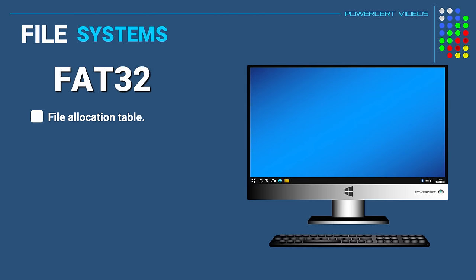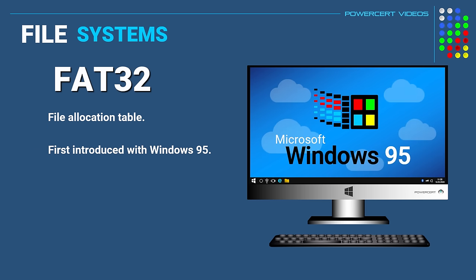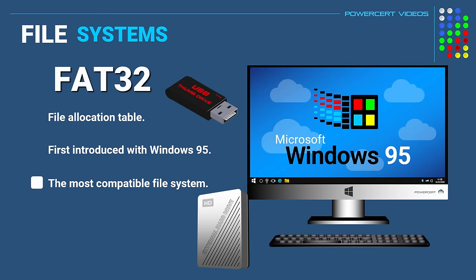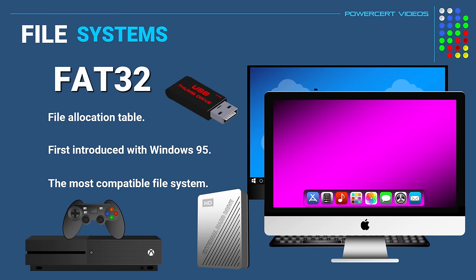Now, FAT32 stands for File Allocation Table 32, which was first introduced with Windows 95. And because it's been around for such a long time, it's also the most compatible of the three. So if you have a USB flash drive or an external hard drive, then typically you're going to be attaching those devices to other computers or gaming consoles. So in this case, it's best to format them using FAT32 to ensure compatibility.